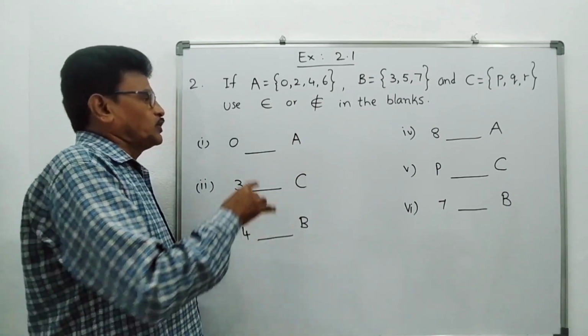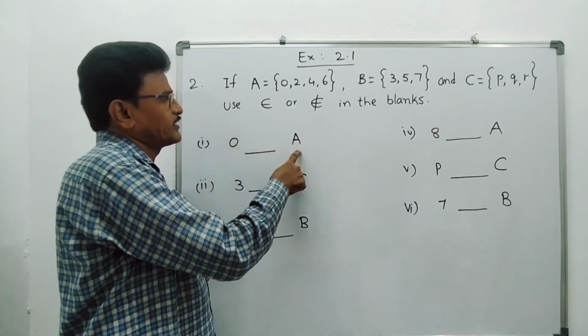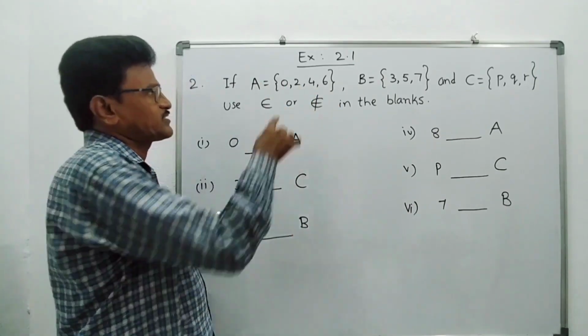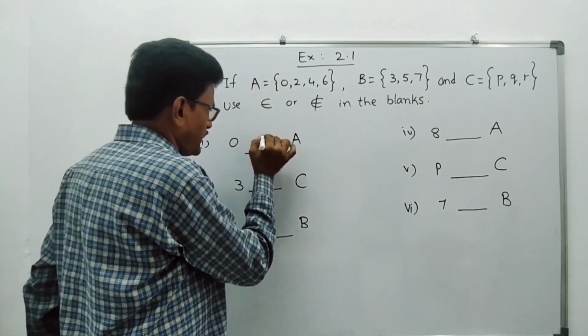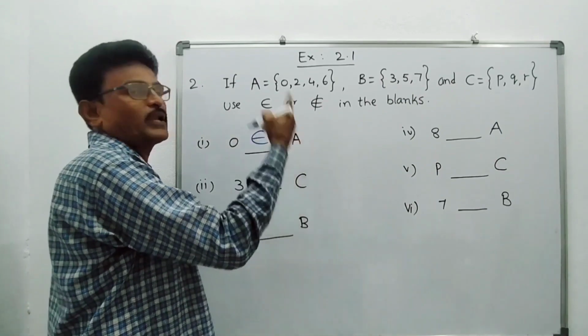See, 0, what about set A? 0 is the element, this is the set. In the set A, is 0 in that? Yes, 0 is there. So write down simply belongs to. 0 is there in the set A. So 0 belongs to A.